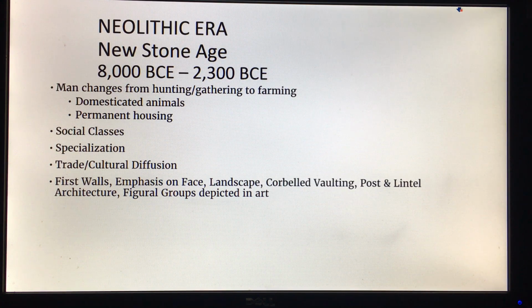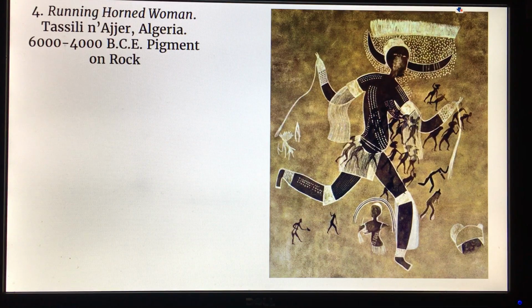We do see some landscape depictions. We see some post and lintel architecture. So, two posts and a lintel on top, and groups of people. All right, from there. So I've shown you this one before. It's the running horned woman from Algeria in the Sahara. At this point, the Sahara was a lush valley with lots of fertile plants and green grass and rivers. It is not so anymore, but again, we want to emphasize the fact that environments change through time.